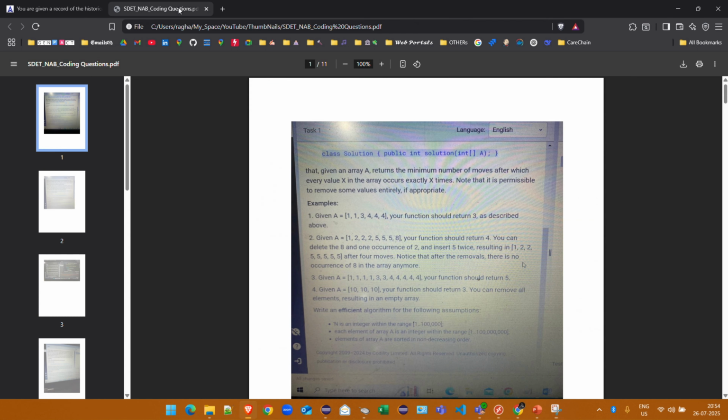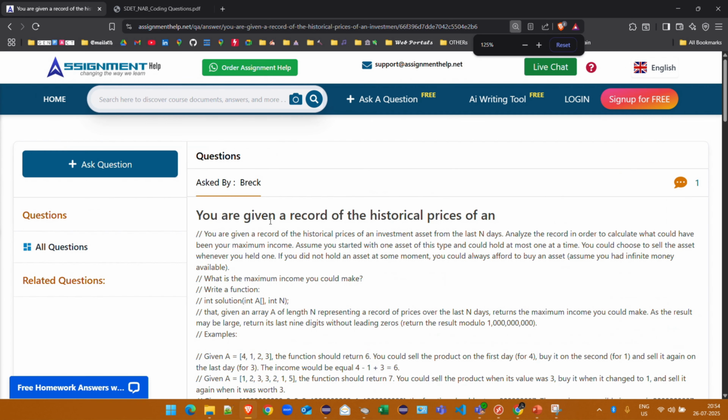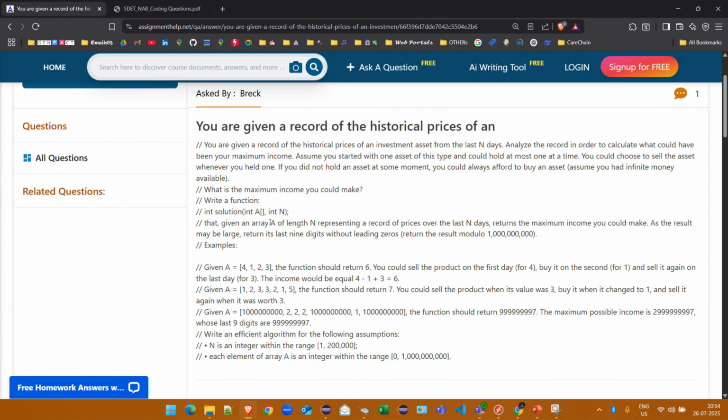Anyways, this problem was asked in one of the SDET interviews as well. So let us understand the problem first, then we'll try to break down how the solution is going to be solved, and then we'll finally write the code to see it in execution. Okay, so let's just see what the problem at hand is.